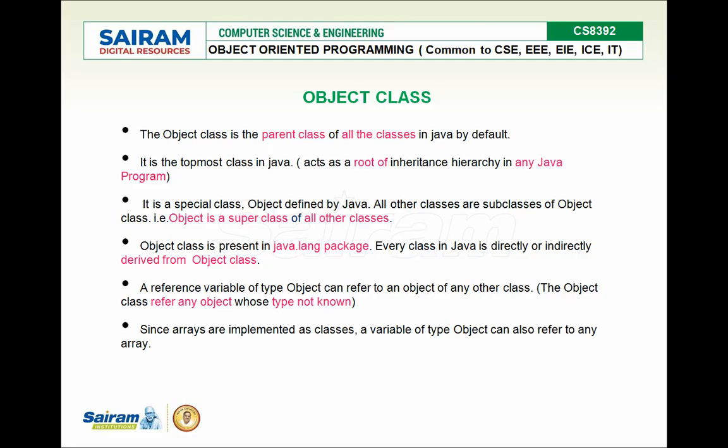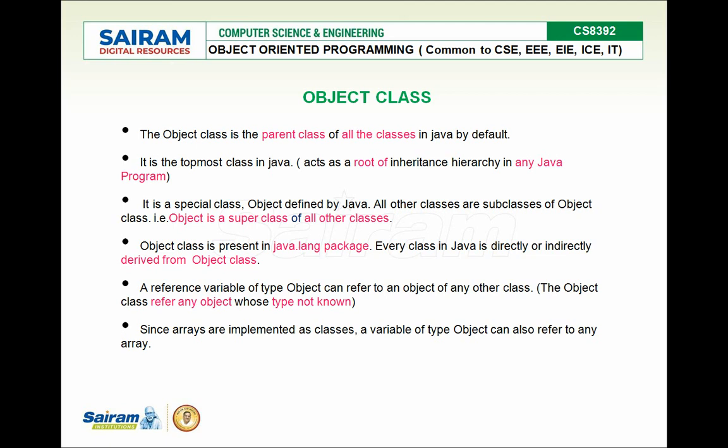What is object class? Object class is a class which is the parent class of all the classes in a Java program. It is the topmost class in Java. It can act as a root of inheritance hierarchy in any Java program, which means if you are creating any object or any class in Java, that is inherited from the object class. That is the point.